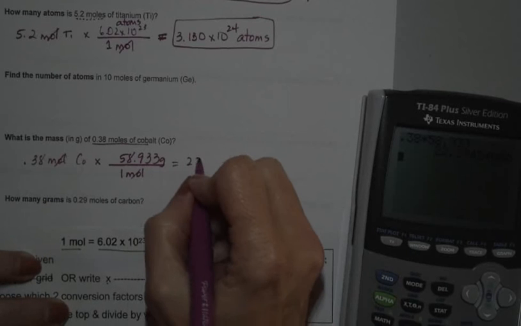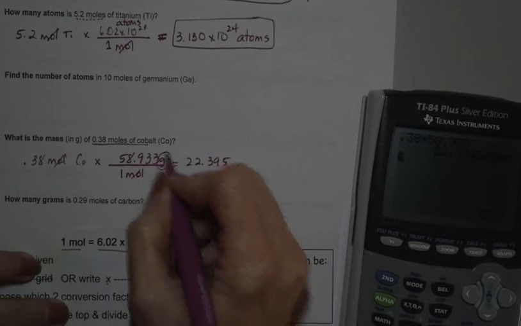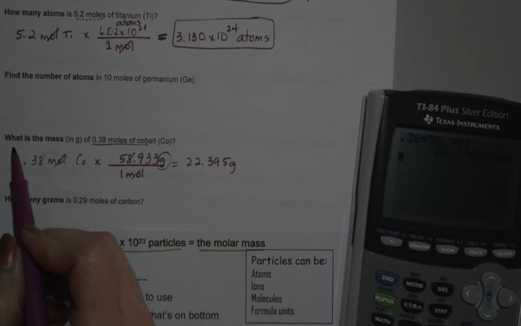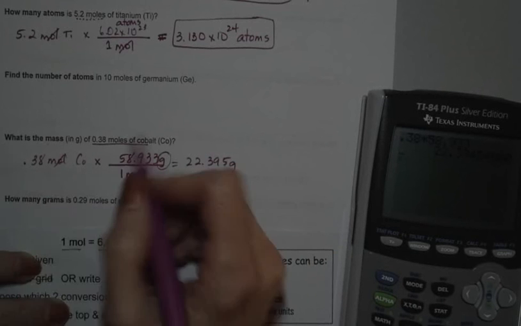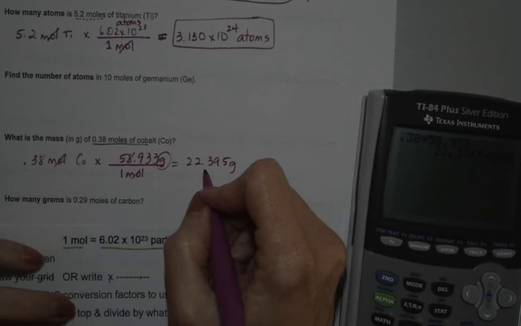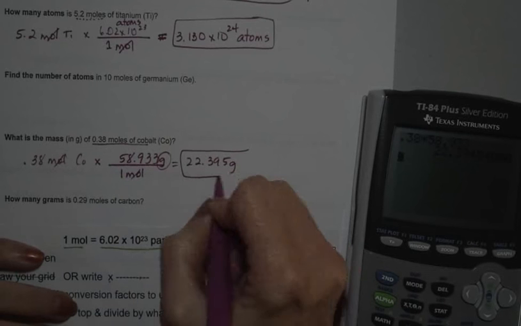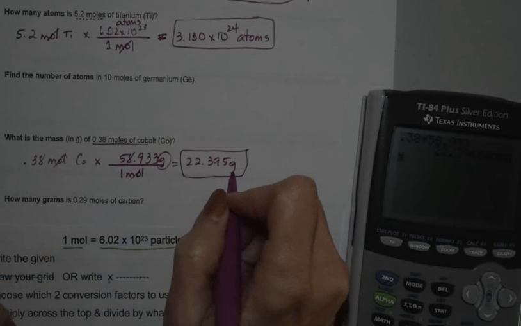My moles canceled out. All I have left are grams, so it's grams. And that makes sense because mass is measured in grams. So what that means is if I have 0.38 moles of cobalt, that's going to be 22.395 grams of cobalt. We haven't changed how much cobalt we have. We're just talking about it in different terms. Number 4 is set up the exact same way.